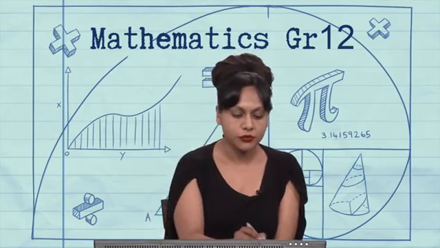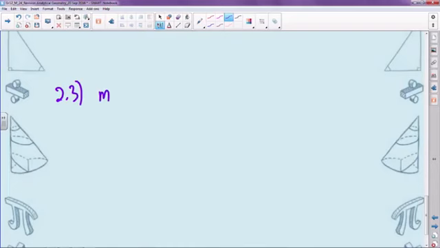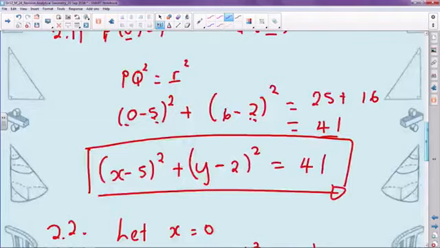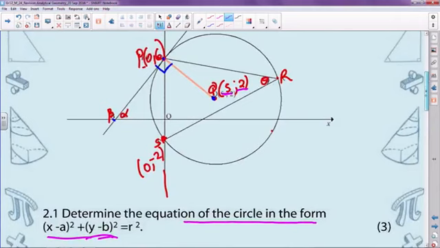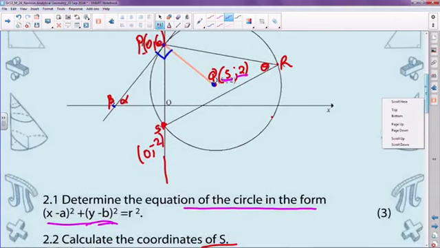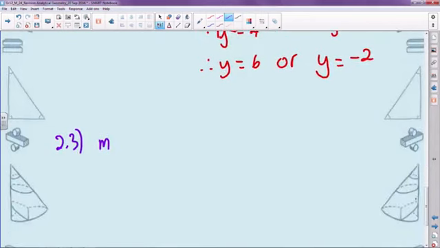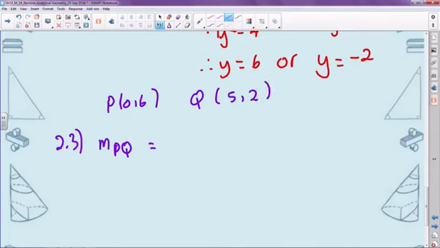All right, so this is now 2.3. The gradient, firstly, of the radius. Remember, we have to work out the gradient of this radius first to help us to work out the gradient of the other line. So the gradient of PQ is going to be equal to, so we know that the point P is (0, 6), and the point Q was (5, 2). So the gradient will be y2 minus y1 over x2 minus x1. 2 minus 6 is -4 divided by 5.